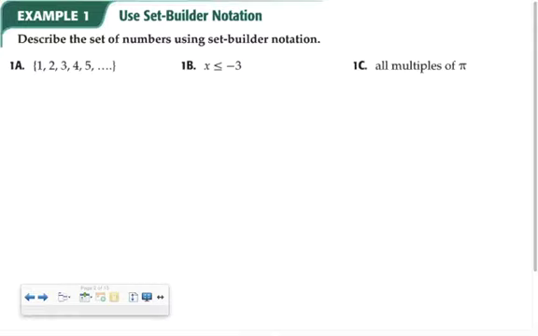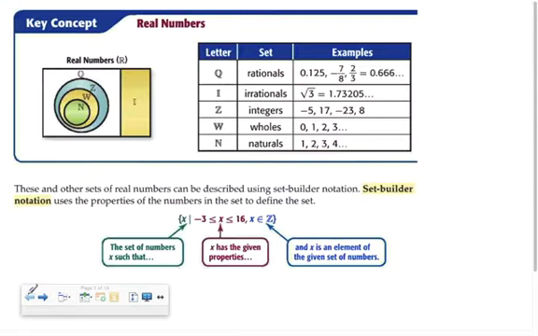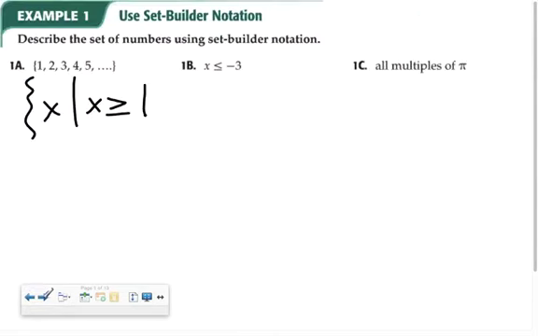So in part A, I see that my numbers are 1, 2, 3, 4, 5, and so on. So again, remember what set builder notation looks like. We start with the set brackets, x such that x is greater than or equal to 1. And then we have what set of numbers x is an element of, and x is an element of natural numbers. And that's it. Part A.